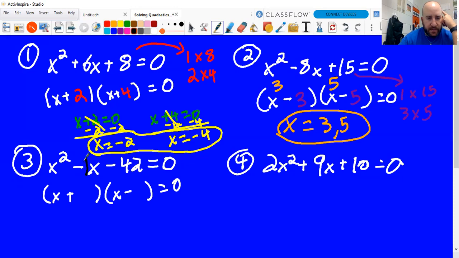It's not 0, because if it were 0, this term wouldn't be there. Okay, so it's not 0. So what can I multiply to get 42 that subtracts to give me 1? Again, if you want to do your factor pairs out here: 1 and 42, 2 and 21, 3 and 14, 6 and 7. So it's going to be 6 and 7. So what's going to give me -1? 7 minus 6 or 6 minus 7 would be 6 minus 7. That's what gives me -1.